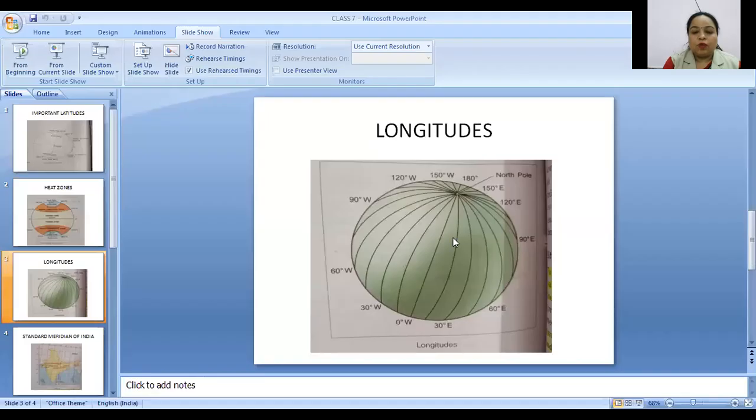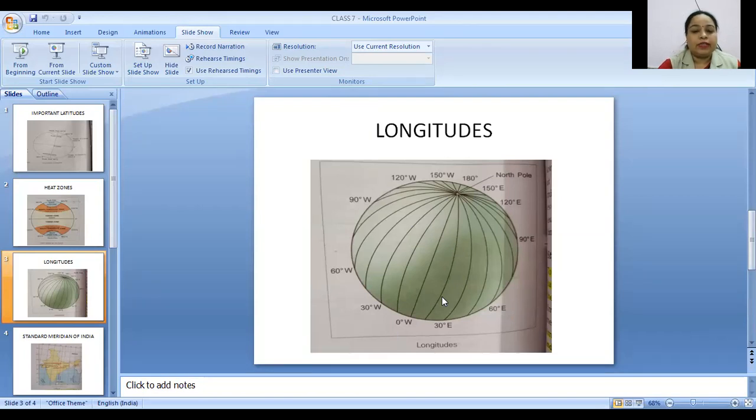So what are longitudes? Can you see these lines over there? These are imaginary lines, children. We people have drawn them for our convenience, for marking a place. I will tell you in today's class how latitudes and longitudes help us locate a particular place. These longitudes and latitudes are very helpful to us.